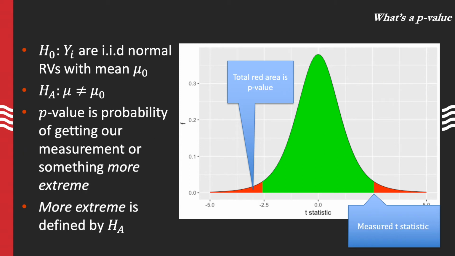So you might say, Sean, that's great, you've shown me how to construct a hypothesis test, but you're talking about this t-statistic and thresholding it. But in the literature, I always see these things called p-values. So what's a p-value? Well, a p-value is just the probability of getting the measurement you did or getting something more extreme. And the way we define more extreme uses the alternative hypothesis.